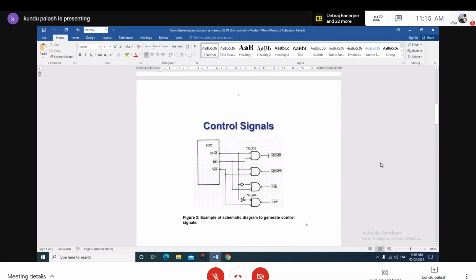How four? Why four? Because for reading and writing the memory chips, mem R bar and mem W bar are needed. And for I/O devices, I/O R bar and I/O W bar are needed. But three are generated by the microprocessor itself, the 8085. So how can it be done with the help of combinational logic circuits? Four signals according to these logic gates.